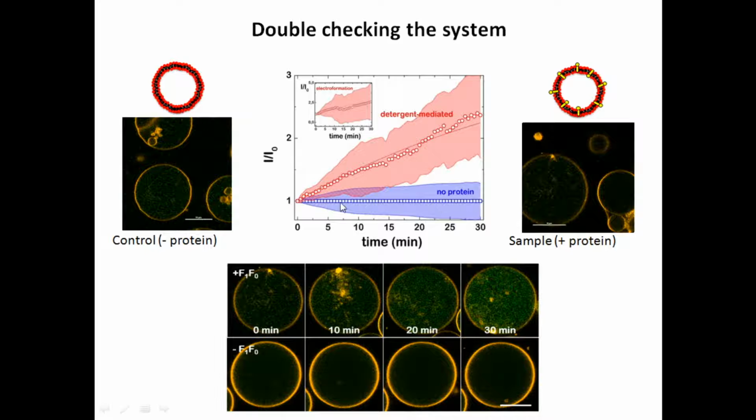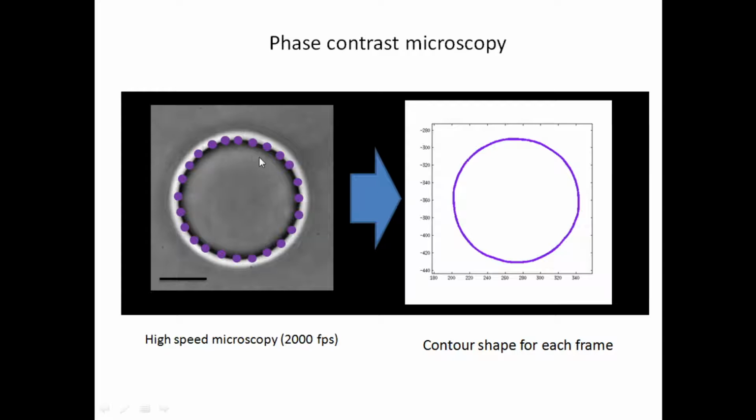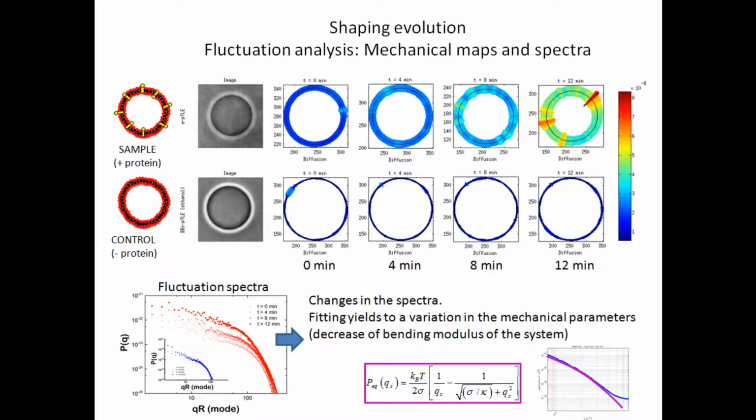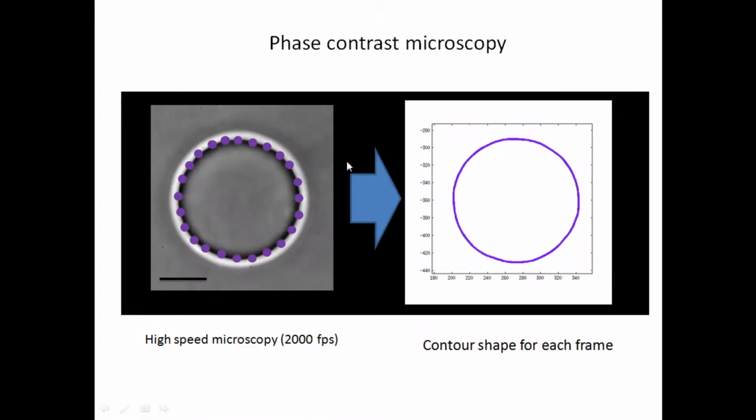This told us that the system was working, so we tried to get more information with another microscopy technique. For that purpose, we changed to phase contrast microscopy to obtain data about the movements of the membrane. So we again triggered the formation of ATP by adding valinomycin and took films at different times: 0, 4, 8, and 12 minutes.